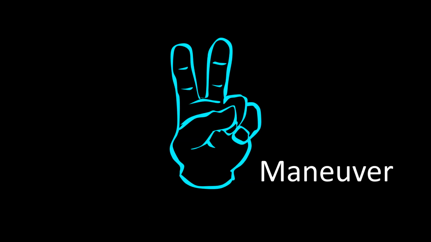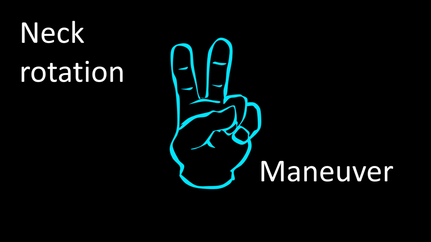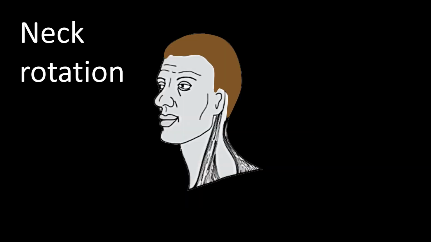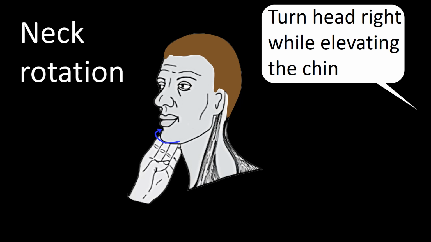The second maneuver is neck rotation. It is done with the patient looking forward. You hold the mandibular bone on one side and instruct the patient to turn to the right side while elevating the chin. That is, to the side that you are holding with your hand. As you apply force in the opposite direction, you will notice a significant force going against your hand.